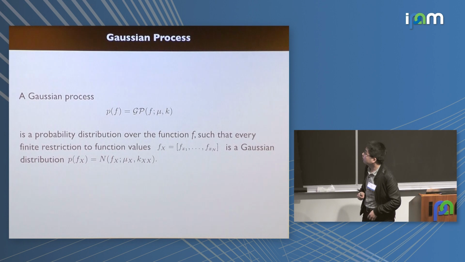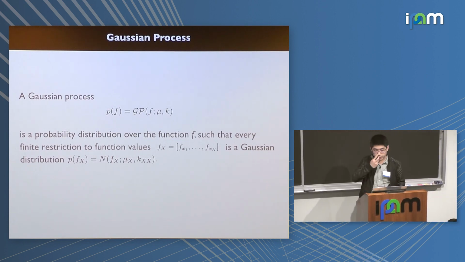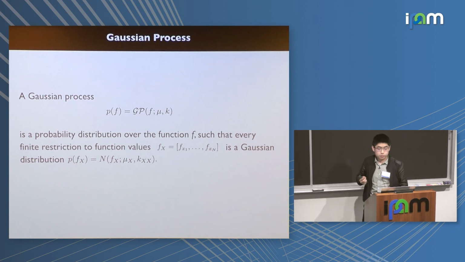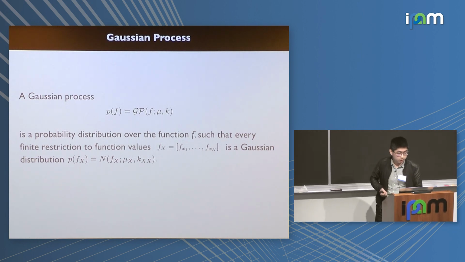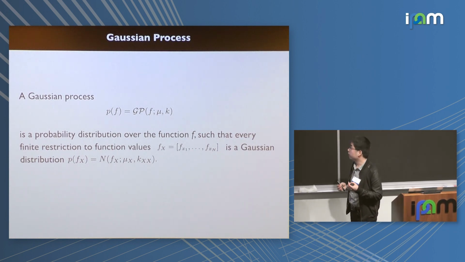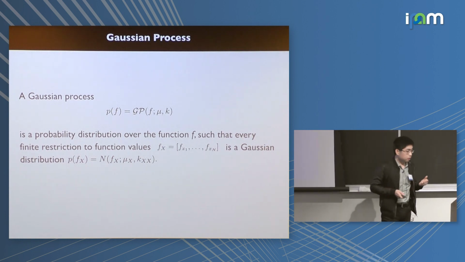All right. So that brings us to the concept of a Gaussian process. Just to recap a little bit, a Gaussian process is basically a distribution over functions, where if we take any finite number of inputs, the function response is a joint Gaussian distribution.